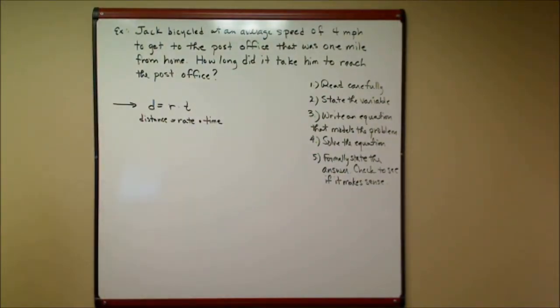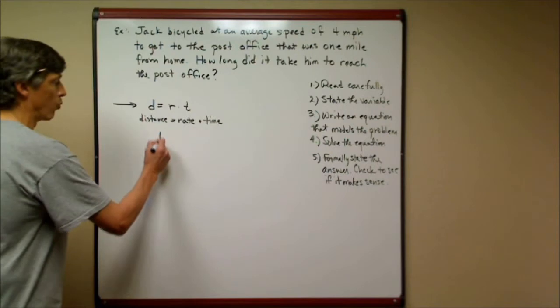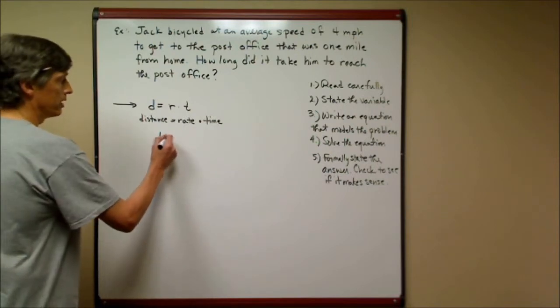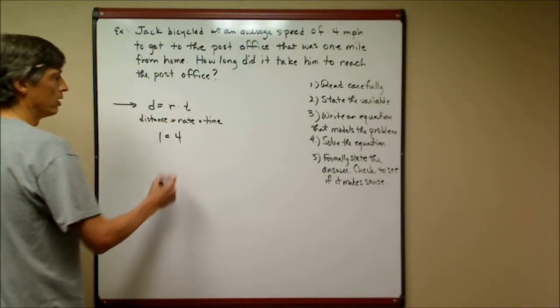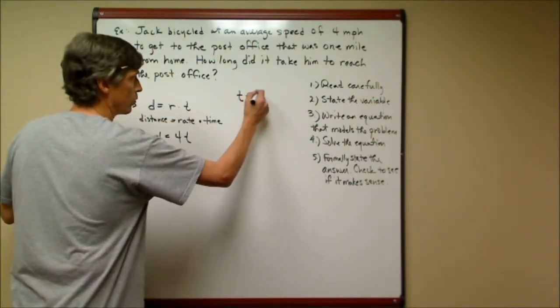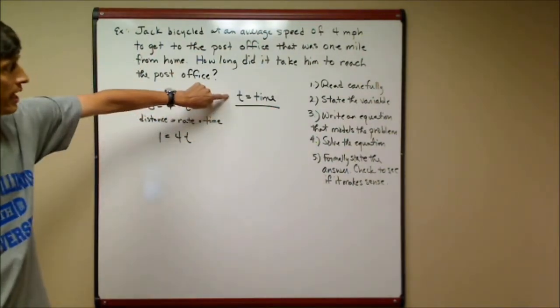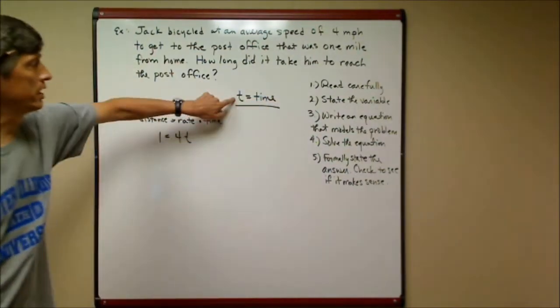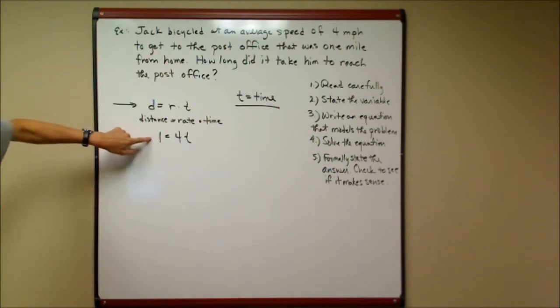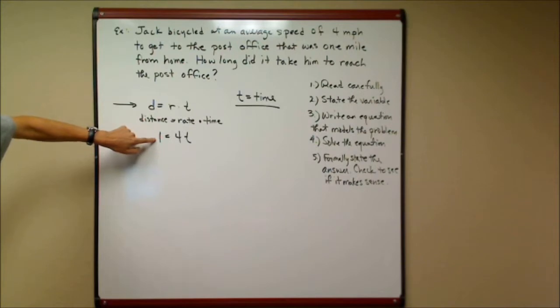Now in this case, we're going to use this little formula here, distance equals rate times time. Because we know that in this equation, the distance is 1, and the rate is 4. What we don't know is the time, that's the t. So I'm going to over here state t equals the time. So that's the second step. State the variable, t equals time. Step 3, write the equation, which I was able to do because I had a formula. That was very nice.